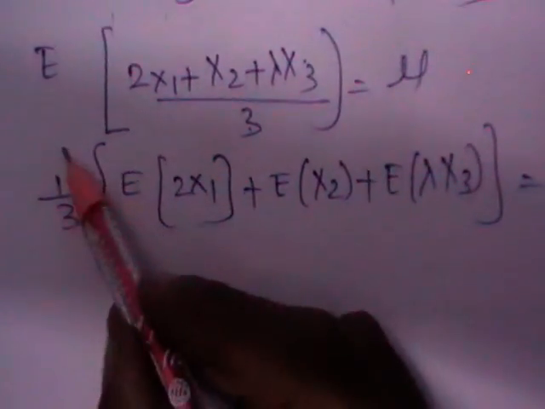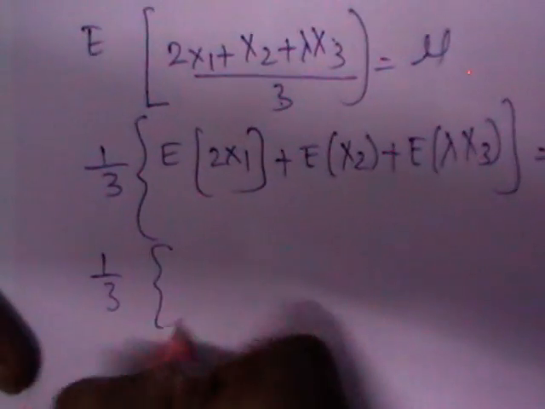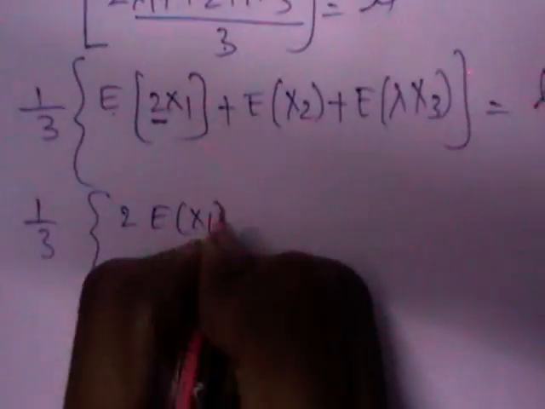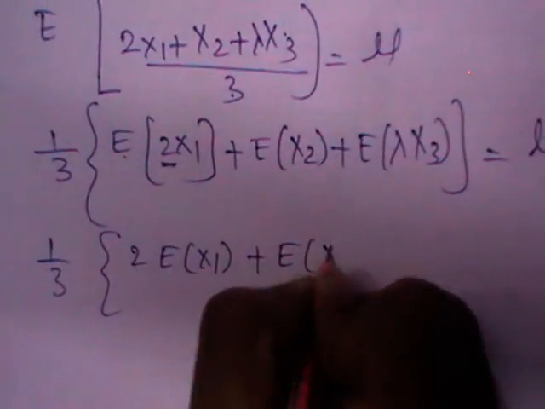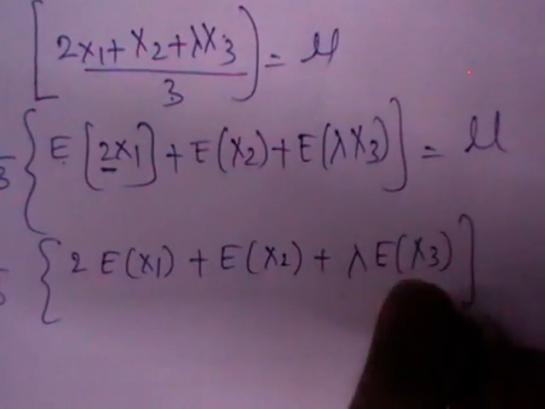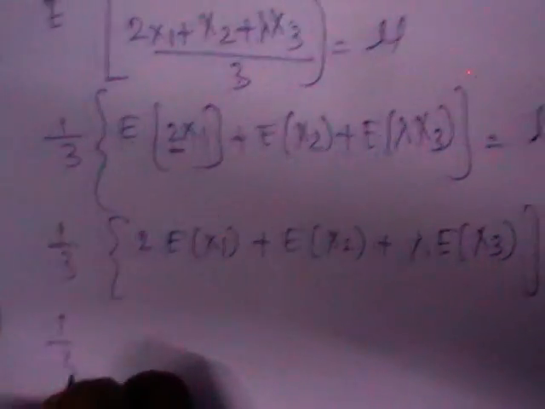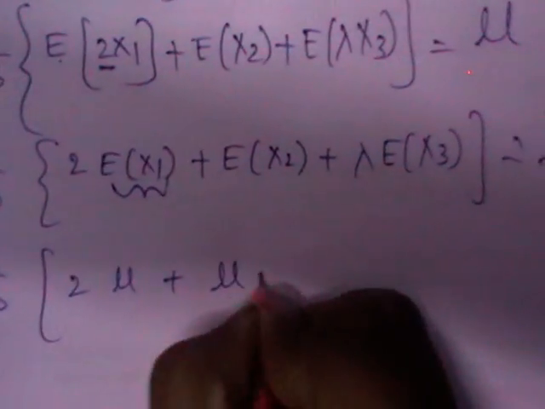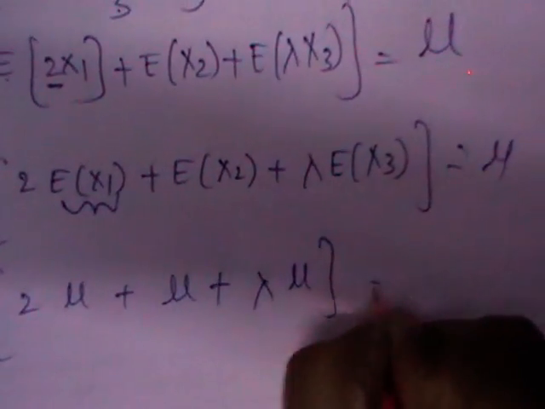So 1 by 3 is a constant, can be taken out. E of 2x1, again 2 is a constant, you can take it out. E of 2x1. Here lambda is a constant. 1 by 3. What is mean of normal distribution? Mu. Mu plus lambda mu is equal to mu.